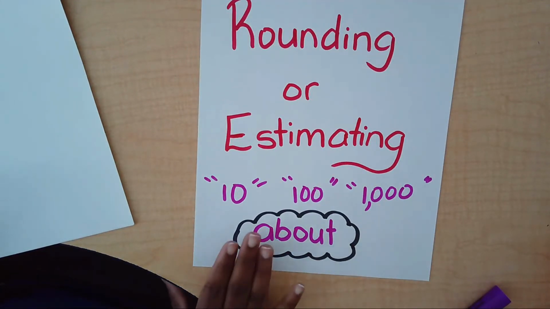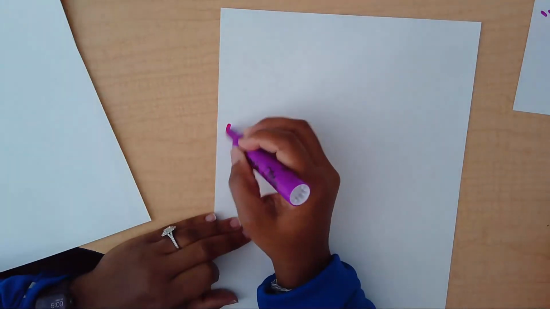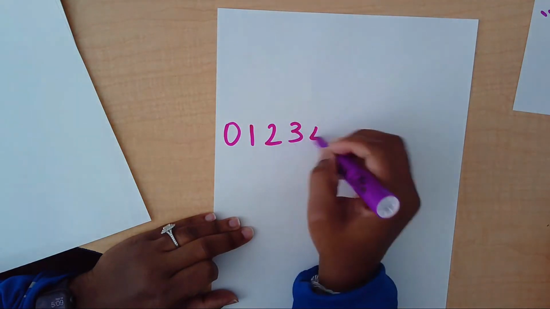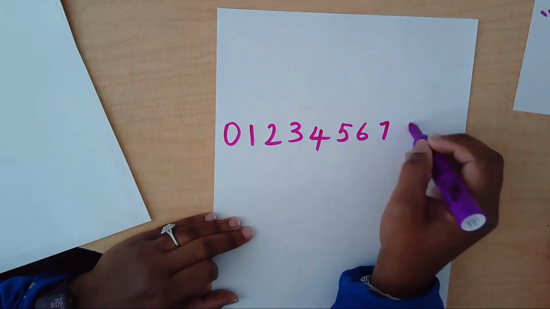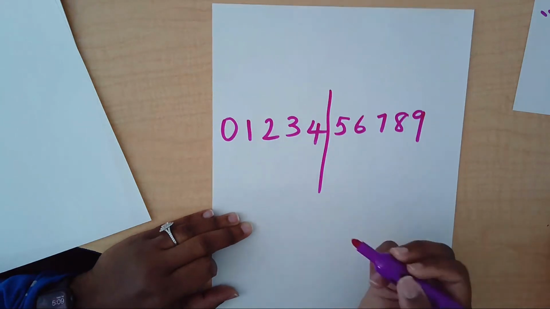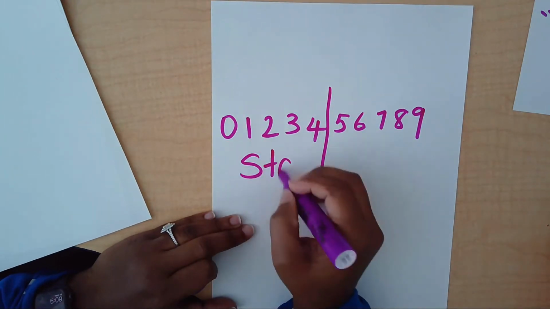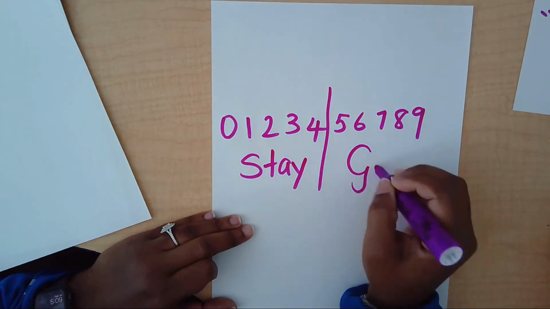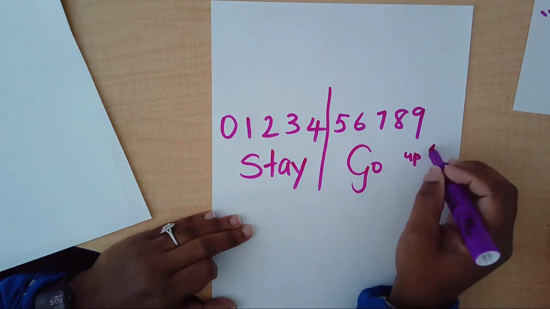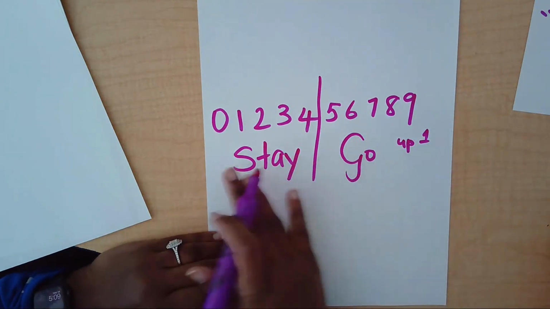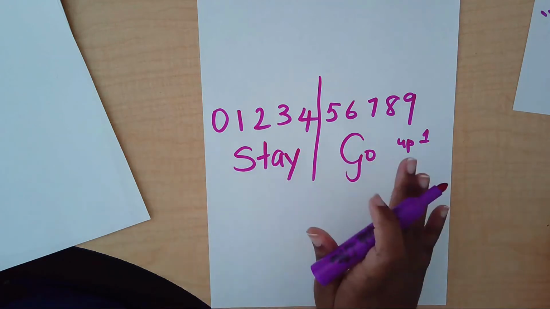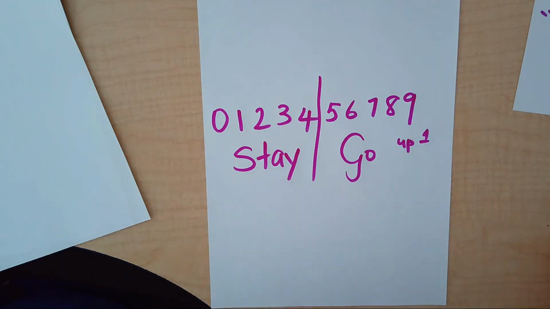So here's one of my favorite strategies to round or estimate. First thing I do is I write the following numbers: 0, 1, 2, 3, 4, 5, 6, 7, 8, 9. Put a line in between. I have the word stay. I have the word go. Up 1. And you'll see why this is going to be used and help you to round.